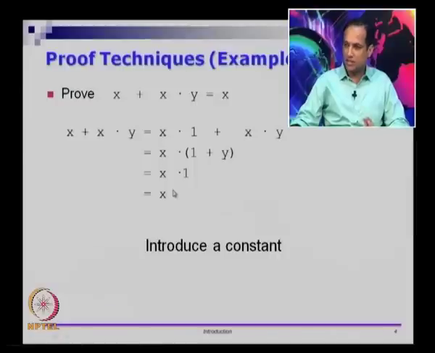So in this proof what we have used is we have introduced a constant here. We know that x and 1 is x. If I give you this one, you would easily write it as x, but sometimes it is useful to take something like x here and write it as x and 1. In this case we can see that it brings x as a common term between these two.